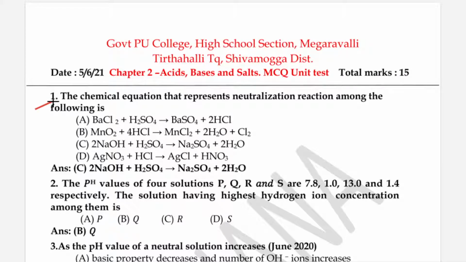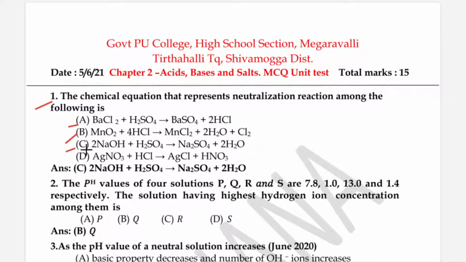Question number 1. The chemical equation that represents neutralization reaction among the following is. The options are option A, BaCl2 plus H2SO4 gives rise to BaSO4 plus 2HCl. Next one, MnO2 plus 4HCl gives rise to MnCl2 plus 2H2O plus Cl2.